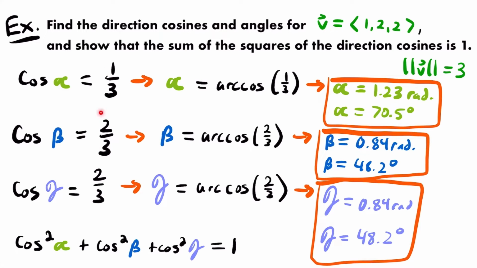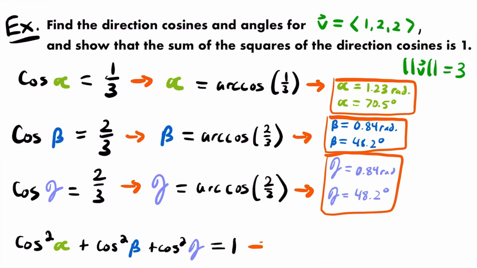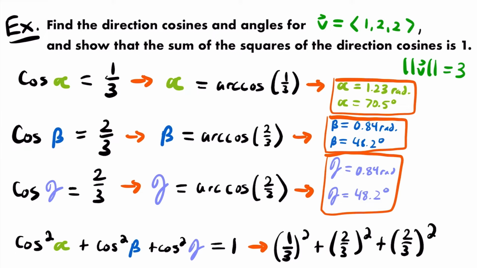We have our 3 direction cosines right here. Cosine alpha is 1/3, cosine beta is 2/3, and cosine gamma is also 2/3. And so if we plug those values into this equation, let's see if it holds true, we will have 1/3 squared plus 2/3 squared plus 2/3 squared. All right, and we want to see if that's equal to 1. And so if we square each of these fractions, 1/3 squared is 1/9. So I'm going to erase this and write 1/9. 2/3 squared will be 4 divided by 9, or 4/9. So we will have 4/9. And then we have 2/3 squared again, which is also 4/9.